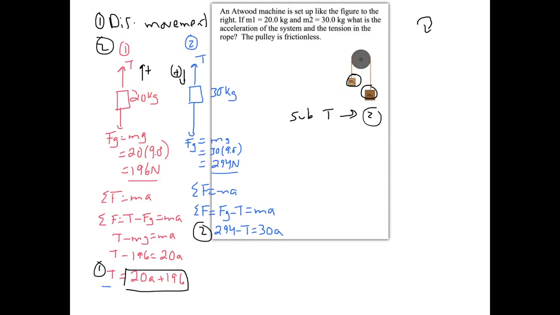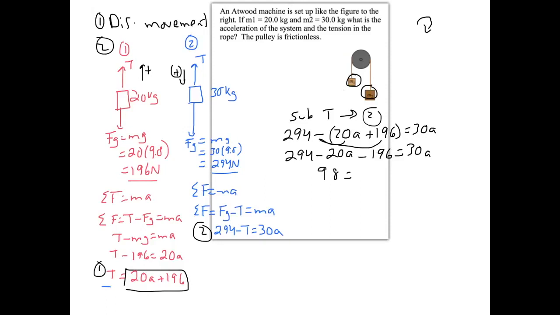So when we do that, we get 294 minus T, now T is 20a plus 196, equals 30a. Simplify this a little bit, expand it out. 294 minus 20a, because you need to multiply through by the minus, so minus 196 equals 30a. We can simplify further. We get 98 on the left-hand side and 50a on the right-hand side. Divide each side by 50, and we get a equals 1.96 meters per second squared, clockwise direction.